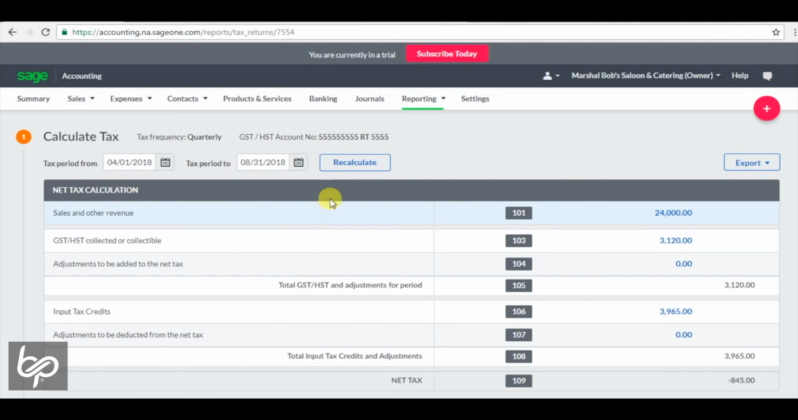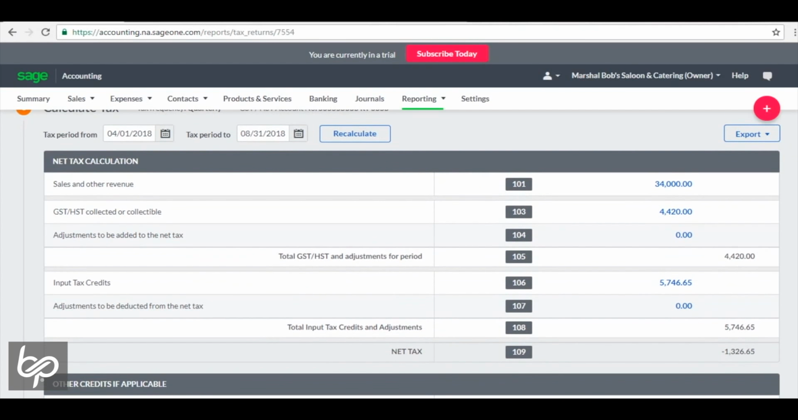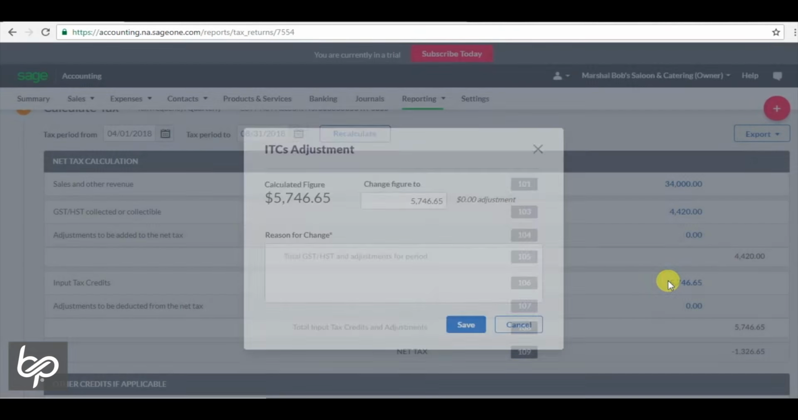And so I've created this thing, and I'm going to recalculate because actually I think we processed more transactions in my business year. So this particular business during this period, cash and trade, has spent $34,000, has collected in cash and trade $4,420 in GST, HST, and based on the expenditures that we had processed through this business, they have input tax credits of $5,700 right here, and so that is on the expenditures that they have.